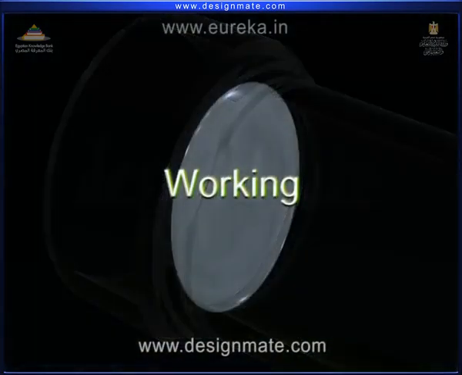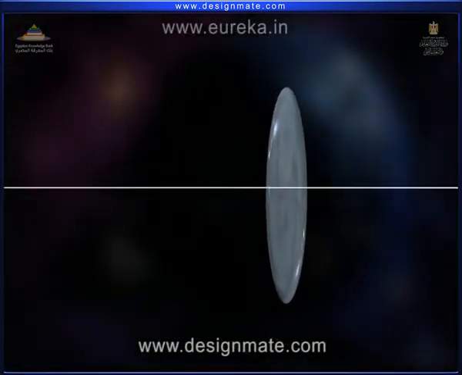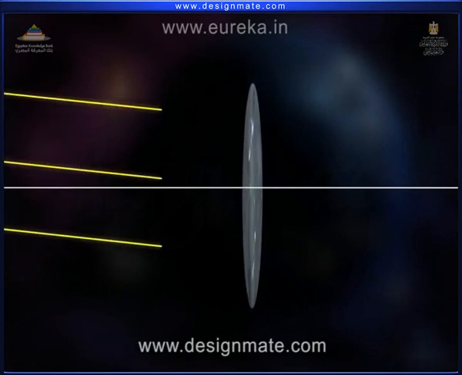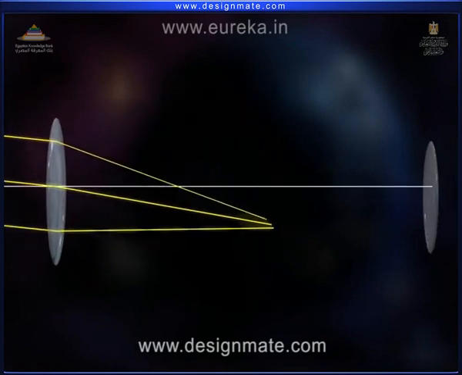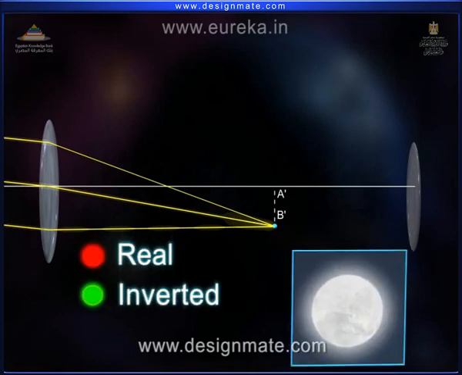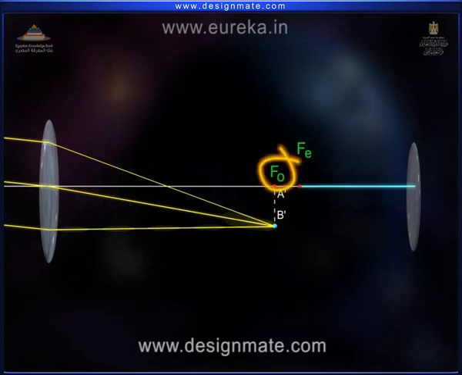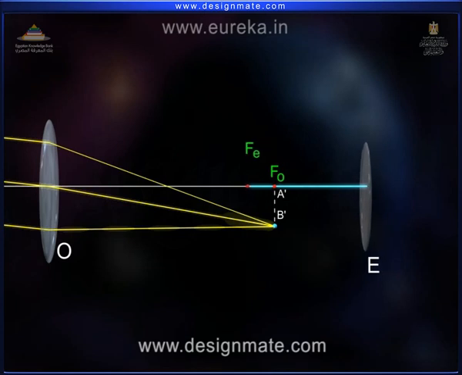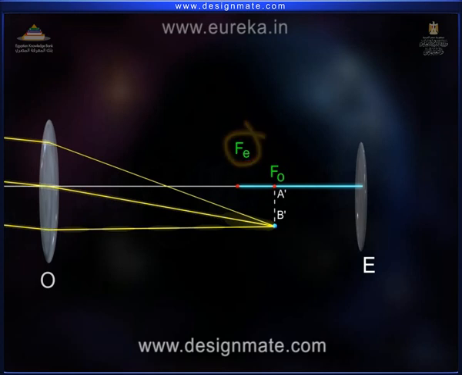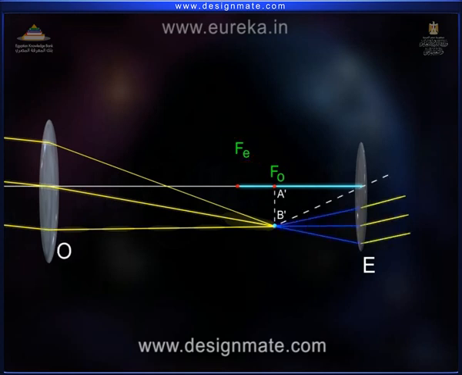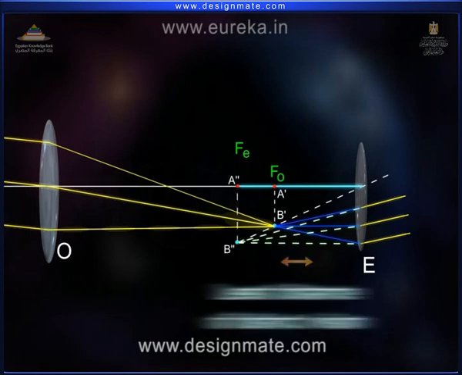Now let us see how this assembly works. When a parallel beam of light rays from a distant object falls on the objective, a real, inverted and diminished image A'B' of the object is formed at the principal focus of the objective. Now, the separation between objective O and the eyepiece E is so adjusted that the image A'B' falls within the focal length FE of the eyepiece. The eyepiece forms a virtual and magnified image A"B" at the least distance of distinct vision.